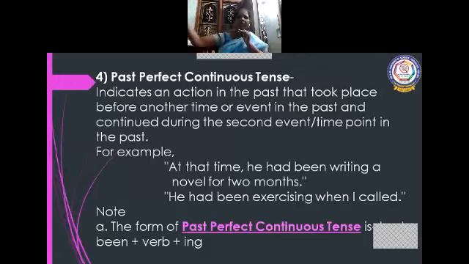So, it had taken place in the past and now also it is continuing, and the second event time point in the past. So, he had been exercising when I called. So, when I called, at that time he was exercising. He had been exercising already, he had started it and he was doing it when I called. So the form of the past perfect continuous is had been plus verb plus ing.